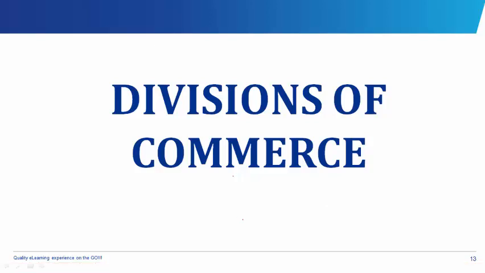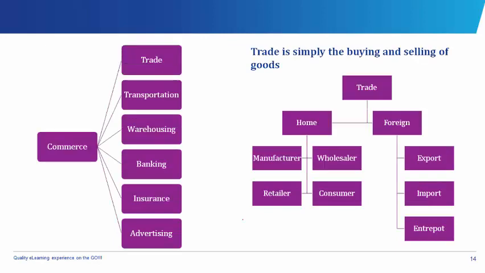Divisions of commerce. In the previous chapter, we introduced commerce, we defined commerce, and we looked at activities that aid commerce. Now we're going to look at the various divisions of commerce. Okay, so we have the diagram showing commerce. Commerce is divided into trade, transportation, warehousing, banking, insurance, and advertising. We explained these in the previous chapter, including the effects of banking on commerce. These are very important divisions of commerce.